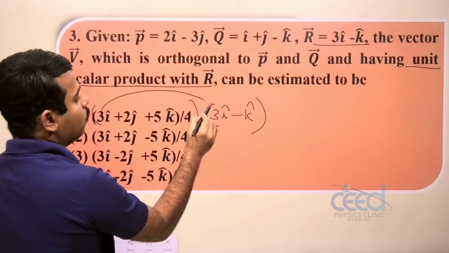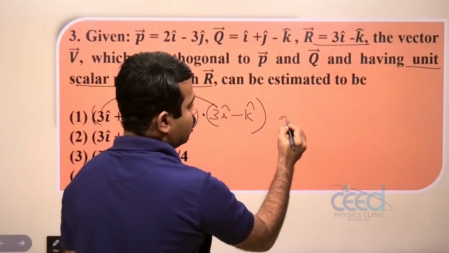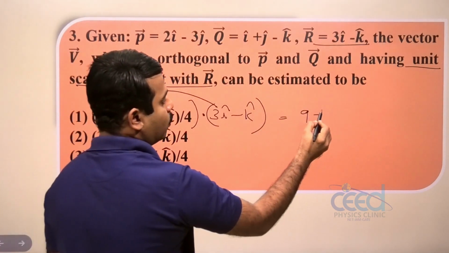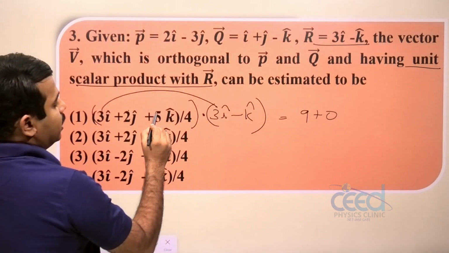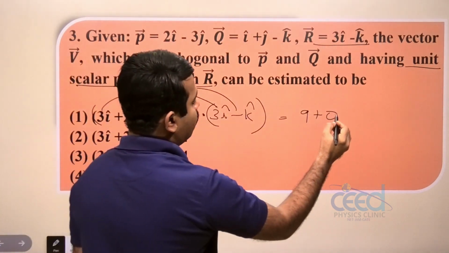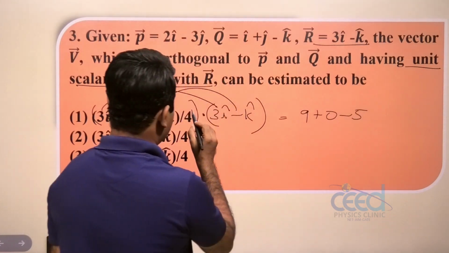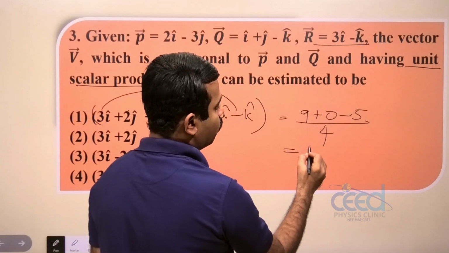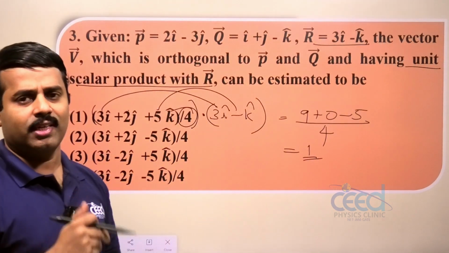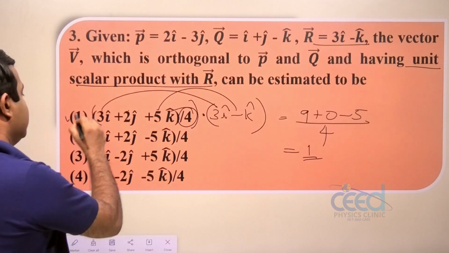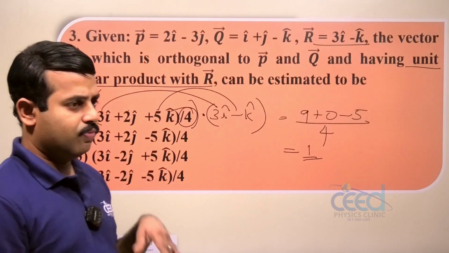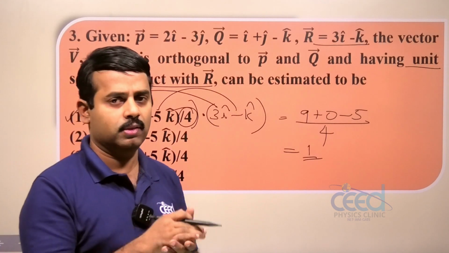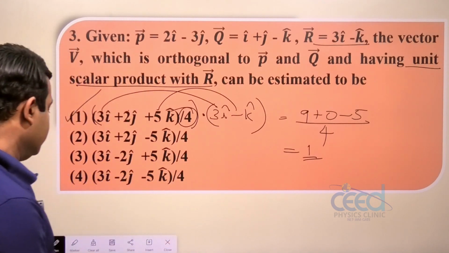Then 3 into 3, that is 9. Now 2 into, here the j cap component is not there, so 0. Then next is 5 into minus 1, which is minus 5. Then divided by 14. Then 9 minus 5 is 4, 4 by 4 is 1. So all the conditions are satisfied, right. Then option 1 is correct. As the first option itself is satisfied, we are not interested in going to another option. So option 1 is correct.